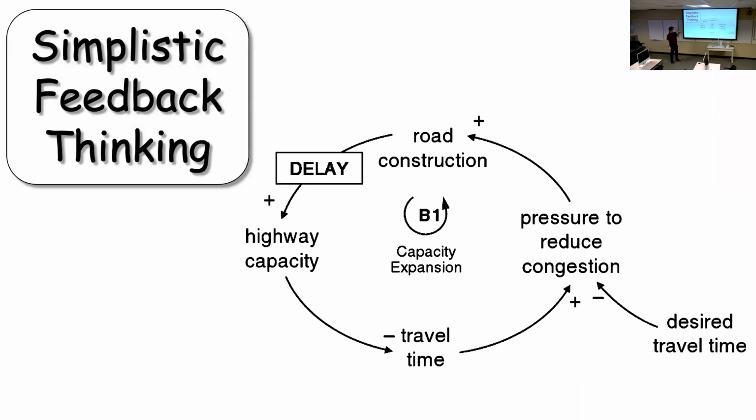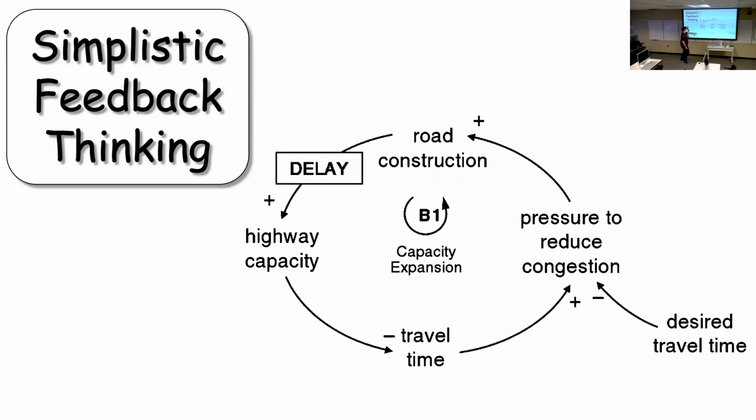Now, we can think a little bit through here, and this kind of simplistic feedback thinking really isn't that much of a divergence from the event-oriented perspective. When people say we're going to build roads, they actually do have a little feedback loop in mind. We're going to start building roads, and the politicians will say that, after a little bit of time, that will increase highway capacity, which will decrease travel time and reduce the pressure to reduce congestion.